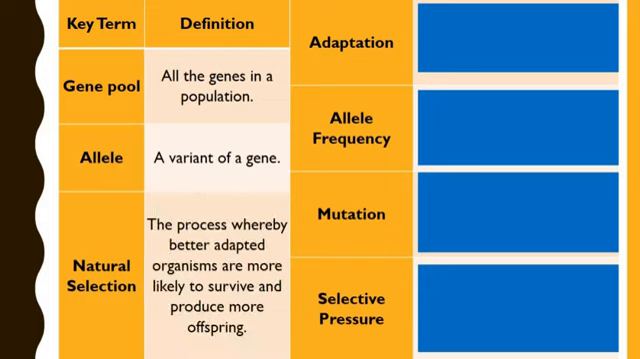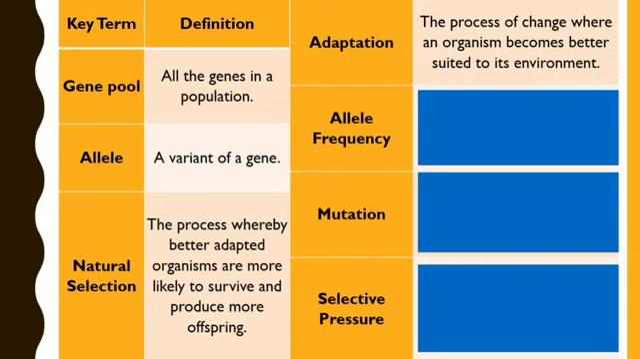Natural selection is the process whereby better adapted organisms are more likely to survive and produce more offspring. Adaptation is the process of change where an organism becomes better suited to its environment. And we looked at physiological adaptations, behavioral and anatomical adaptations last week.